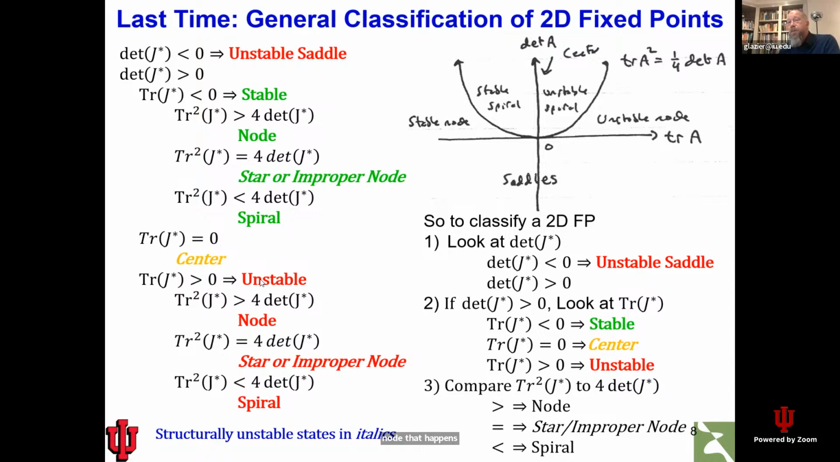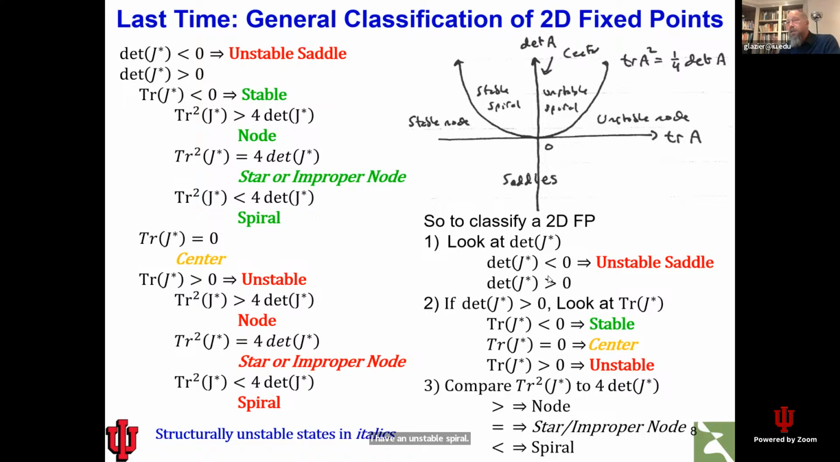If the trace is positive, then I know I'm unstable. I'm now in the top right region. And again, if the trace squared is bigger than 4 times the determinant, my eigenvalues are both real, in which case I have a node. If the trace squared is equal to 4 times the determinant, then I have degenerate eigenvalues, which are both positive, which is a star improper node, unstable. If trace squared is less than 4 times the determinant, I have an unstable spiral.